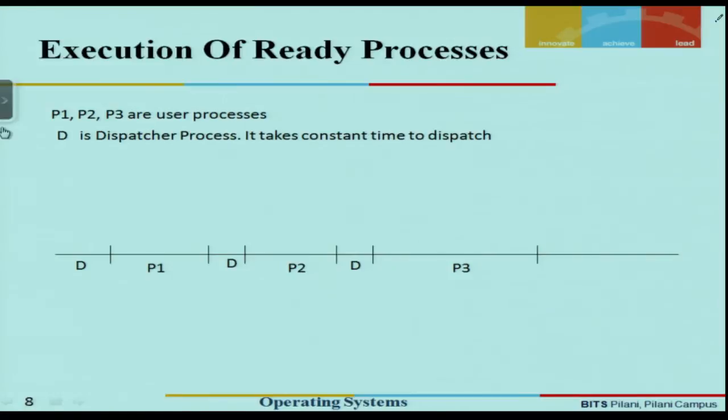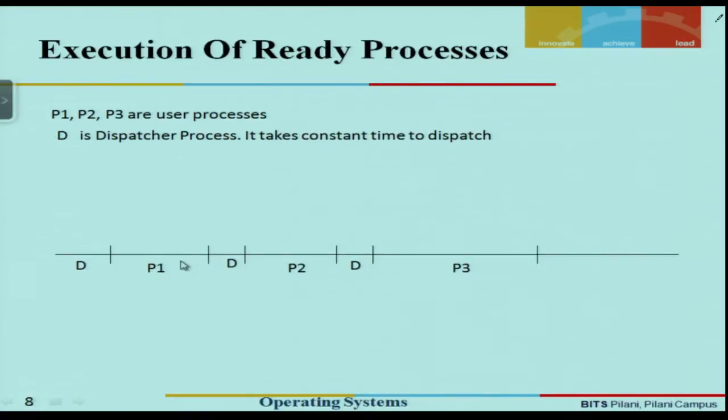Again, let us see with the help of a kind of Gantt chart how the dispatcher process and the user processes are executing. In this particular example, we have taken 3 processes, P1, P2, P3. These are the user processes, and D is the dispatcher process. Since the dispatcher process has to pick up a job and dispatch it to the processor, it is said that it is going to take a constant amount of time.